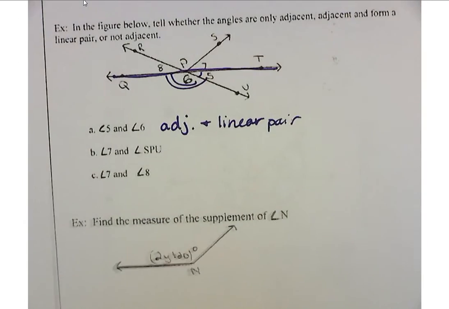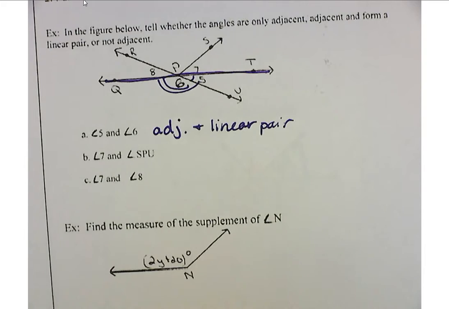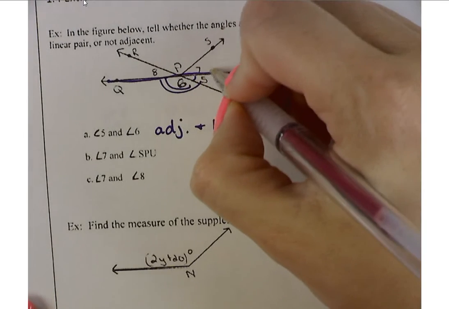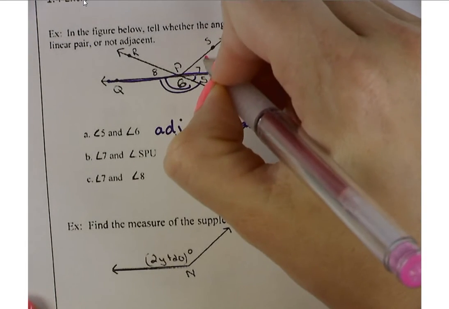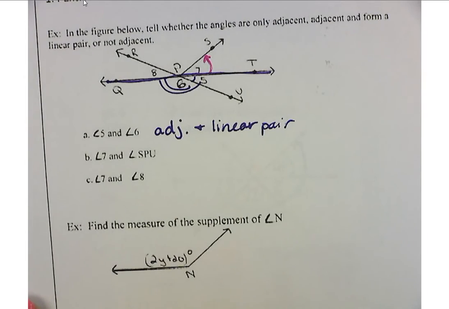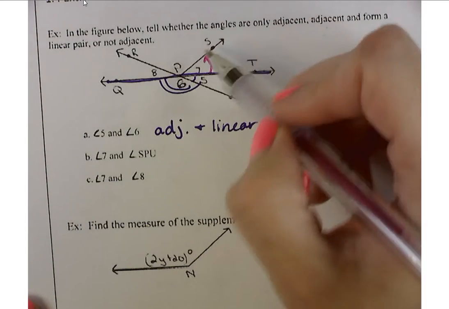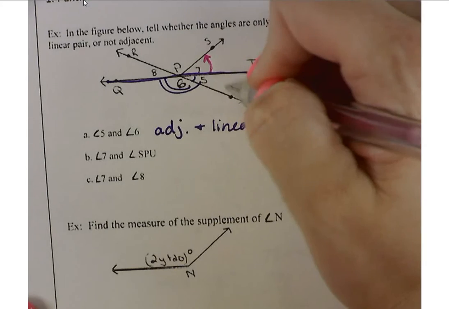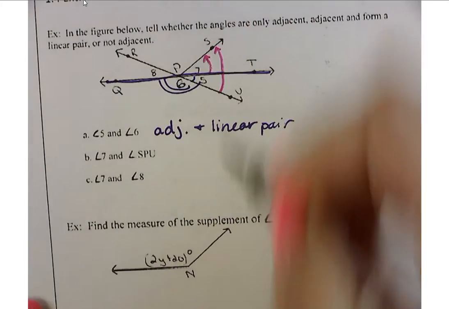The next 2 I'm going to look at are angle 7. So I have angle 7 here. Just going to draw an arrow. And then I also have SPU. So SPU, which is from here to here. Okay, are these angles adjacent?